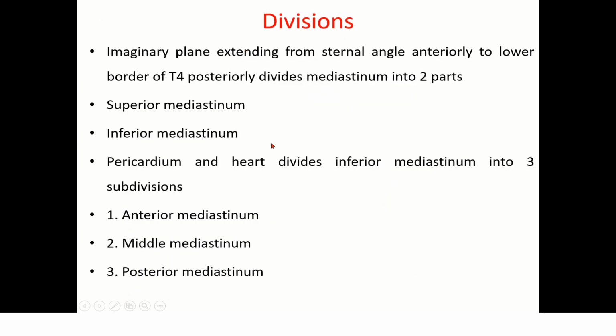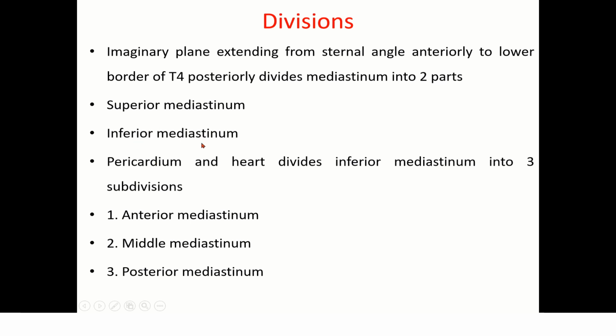Divisions. An imaginary plane extending from the sternal angle anteriorly to the lower border of T4 posteriorly divides the mediastinum into two parts, superior mediastinum and inferior mediastinum. You have to remember this plane extending from the sternal angle to the lower border of the fourth thoracic vertebra. The part of the mediastinum above this plane is the superior mediastinum, and the part below this plane is the inferior mediastinum.